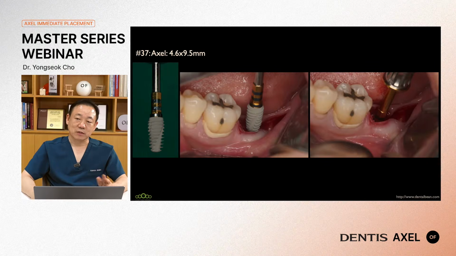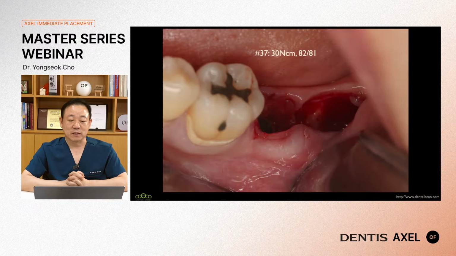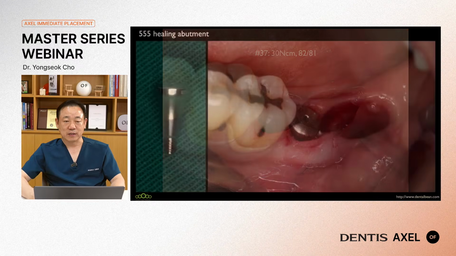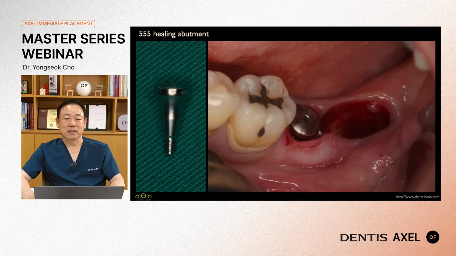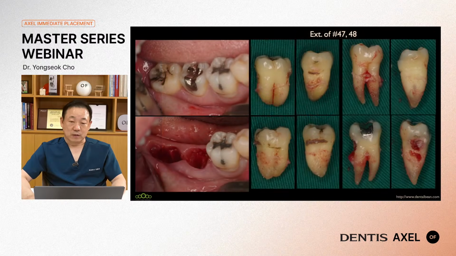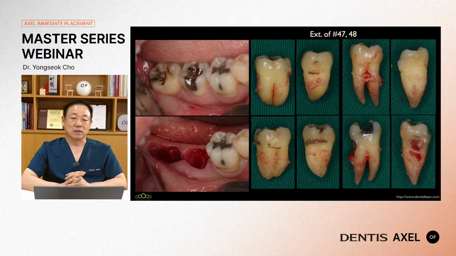Checking position and path carefully, and then finish. The insertion torque was 13 Newton centimeters, and the ISQ value was 82, 81. So it's nice stability. And again, I connected the healing abutment. A 5 by 5 healing abutment, and approximated the flap slightly, very lightly. Then I extracted the right second and third molar.